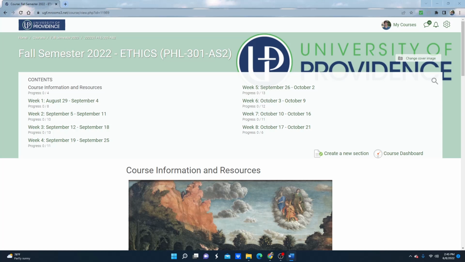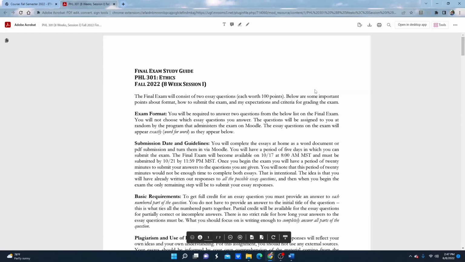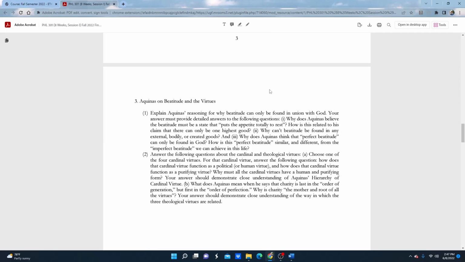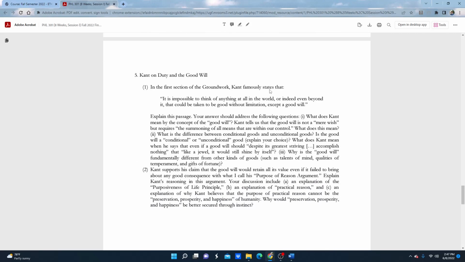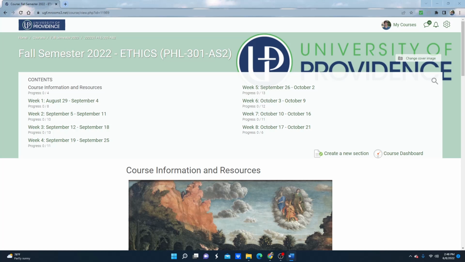And there are two places you can go to find the final exam study guide. First, you can find it in the Course Information and Resources area of Moodle. Second, you can also find the final exam study guide in the area of the course that is devoted to the final exam. In this case, that would be Week 8 of the class. So, we can find the study guide in the Week 8 area of our course Moodle page.